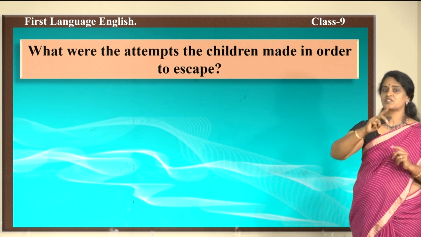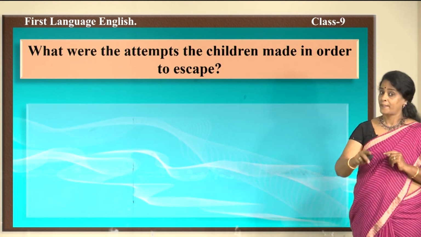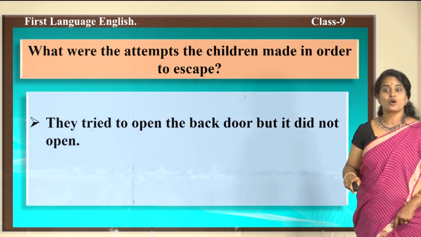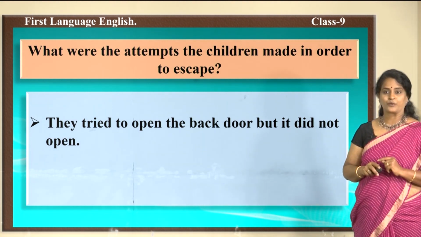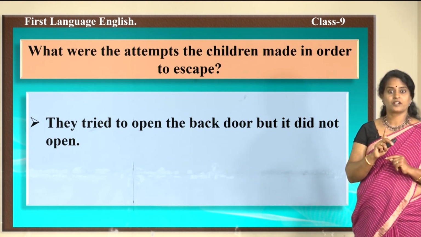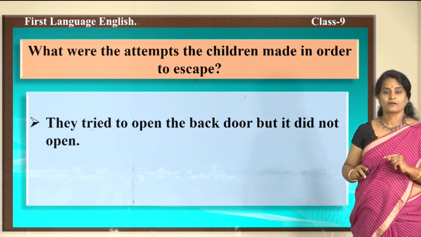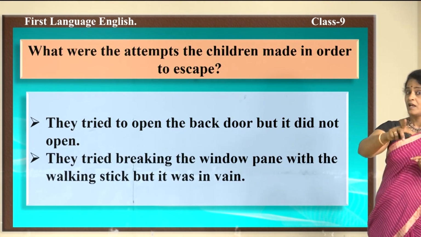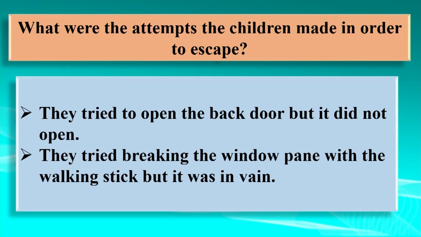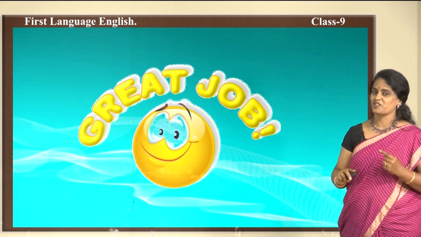So, what were the attempts the children made to escape? Recalling? Yes, they tried to open the back door, right? But did the door open? The door did not open. Fine, it was very hard. And later, there was a window pane, is it not? So, what did they do? They started hitting the window pane with the walking stick, and you have done a great job.